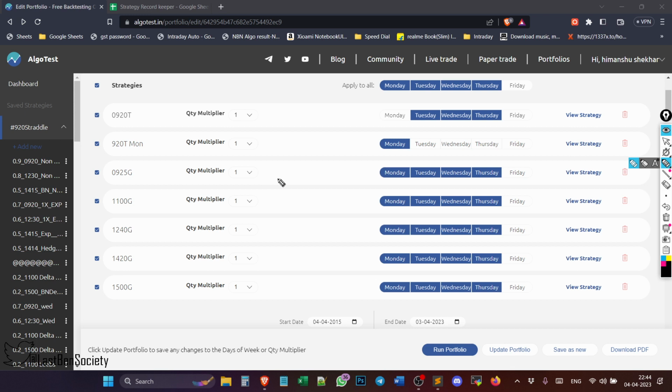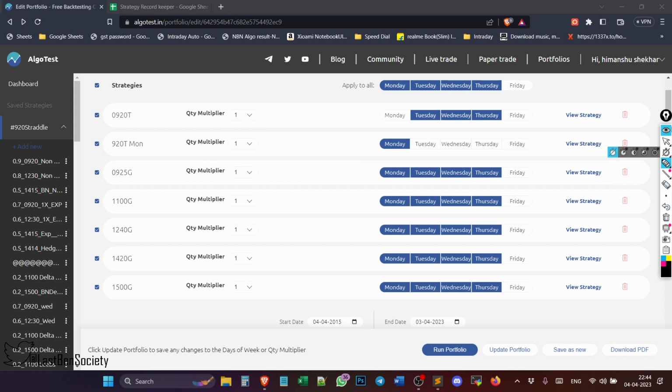This 925 trade will be exiting at 10:59. This 1100 will be exiting at 1239. Similarly, this will be exiting at 1419. This will be exiting at 1459, and this will be exiting at 1524. Obviously these two will exit at 1524 and 1524.